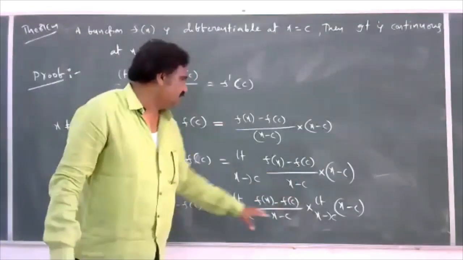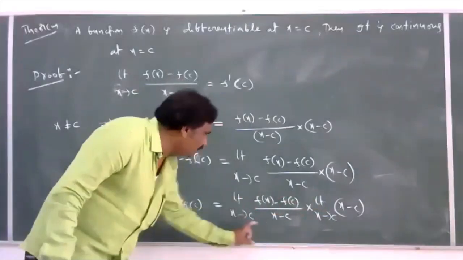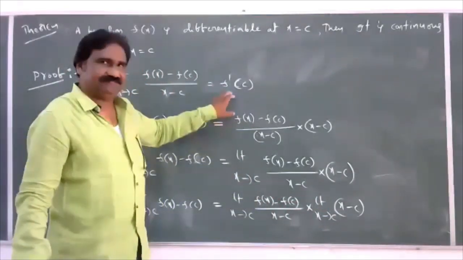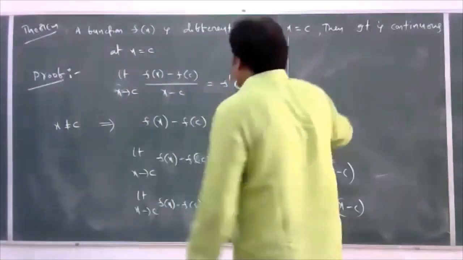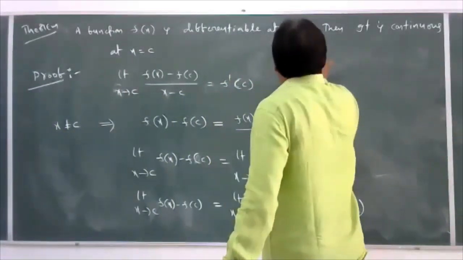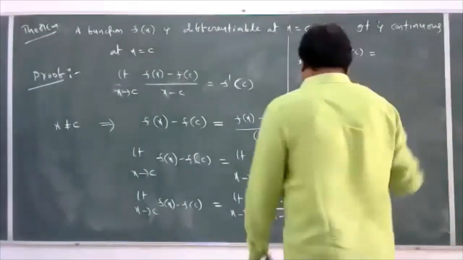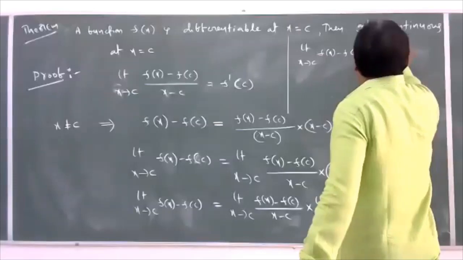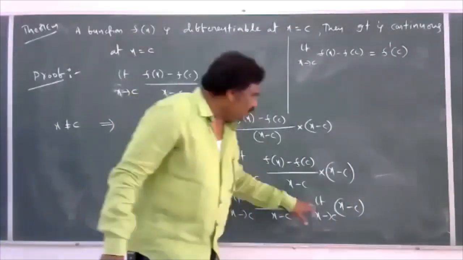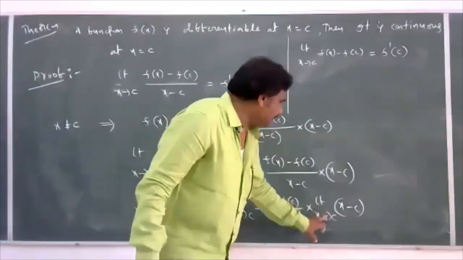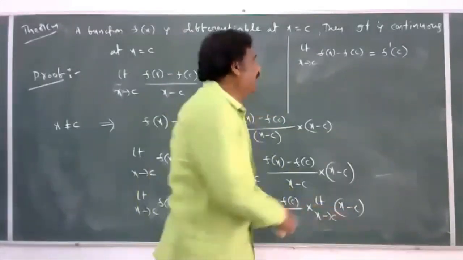Here split the limits, apply the limit for this and this also. Here this is already f dash c. This is already f dash c. That's why here you write limit x tends to c, f of x minus f of c is equal to f dash c into, here apply the limit, limit x tends to c, x minus c, c minus c, you get 0.